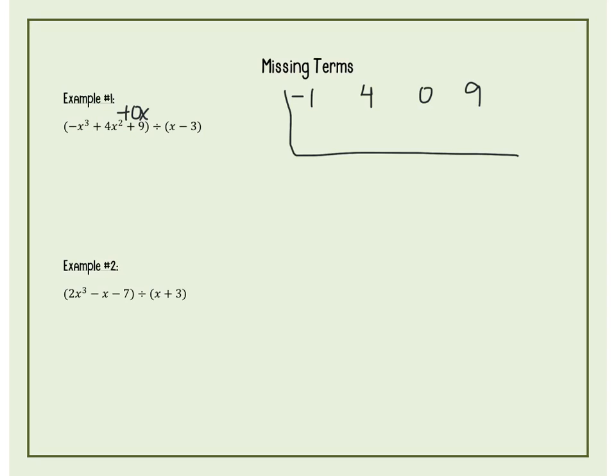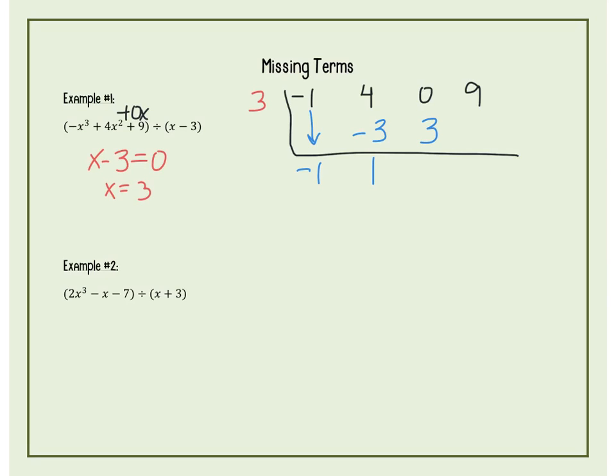What goes on the outside? Well, we had x minus 3 as basically my denominator, what I'm dividing by, and I set that equal to 0. So my number on the outside is 3. So we always start out with bringing the first number down, okay? Always. Multiply by the number on the outside. 4 plus -3, or 4 minus 3 is 1.